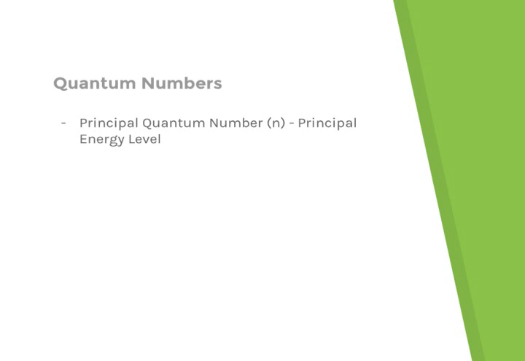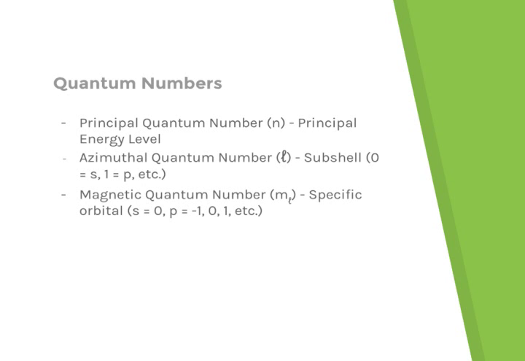The next one we have is the azimuthal quantum number, which indicates subshell. s is 0, p is 1, d is 2, and f is 3. And this is indicated by that curly l. And next we have our magnetic quantum number, m subscript l, which indicates orbital.